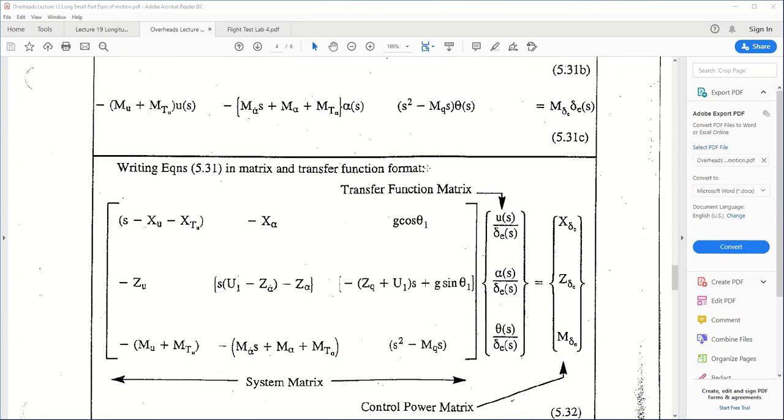And notice that he's gone through and divided each equation by delta E, because here he has U of s over delta E of s. I think you can figure out why he did that. In 607, you get transfer functions, right? Which are output divided by input. That's what this is. U of s over delta E of s is the input to output transfer function for U. Alpha is the input to output transfer function for alpha related to elevator. So elevator is the input, and U, alpha, and theta are the outputs of the system. So he's just taken each of the equations and divided by delta E. So you get all of the unknowns divided by delta E, so you get those transfer functions.